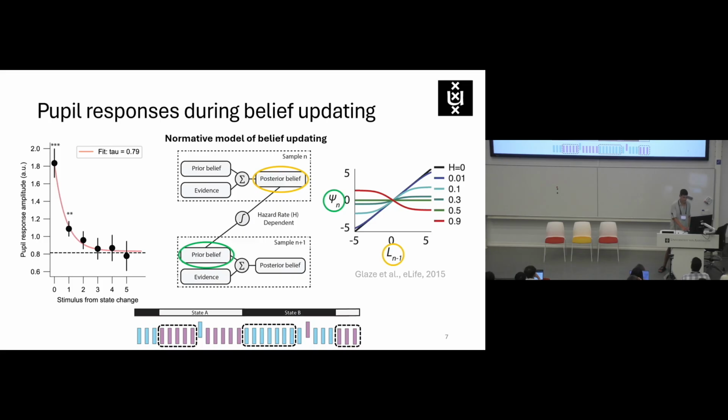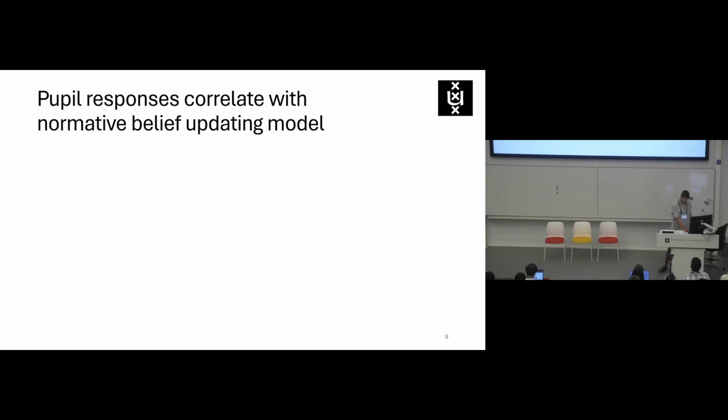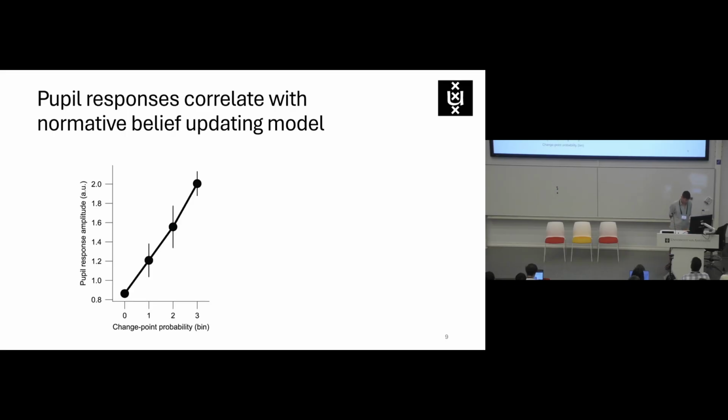Now, using this model and using the probability we used to create our experimental sequence as the hazard rate of the model, we were able to calculate the so-called change point probability, which is a model-based measure of surprise for every stimulus. If we then reproduce the standard after state change plot with those surprise measures of the model, we can see that the dynamics of the change point probability are pretty much alike the pupil response amplitudes. This similarity motivated us to run a stimulus-wise regression, which reveals that change point probability correlates linearly with the pupil response amplitude.